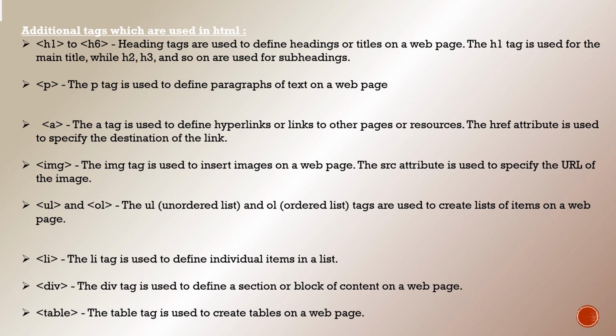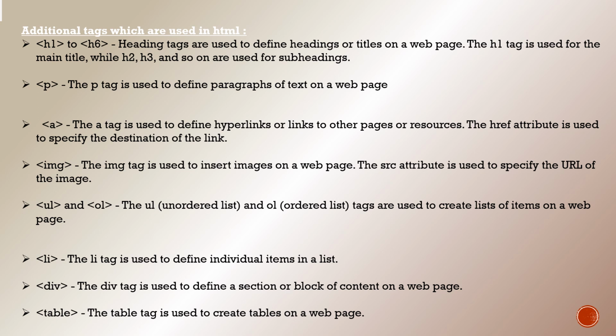UL and OL. Here UL is for unordered list and OL is for ordered list tags. These UL and OL list tags are used to create a list of items on a web page. LI. This is an individual item tag. This LI tag is used to define individual items in a list.